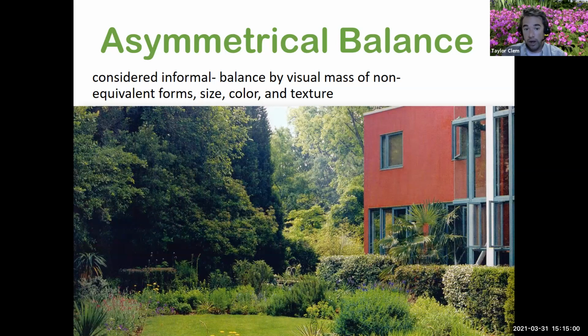It's a lot more informal, and we can create balance by visual mass of non-equivalent form, size, color, texture, kind of going back to what Jan was talking about in the previous image. But looking at this image, you see that heavy visual weight of the building. When I clicked on this image, that was probably the first thing that you saw. But then it seems balanced a little bit by what's happening on the left side of the image with a lot of the plant material, but it's not symmetrical.